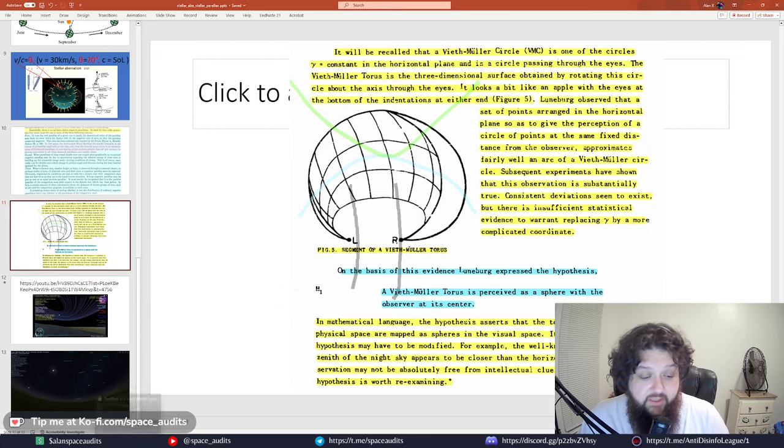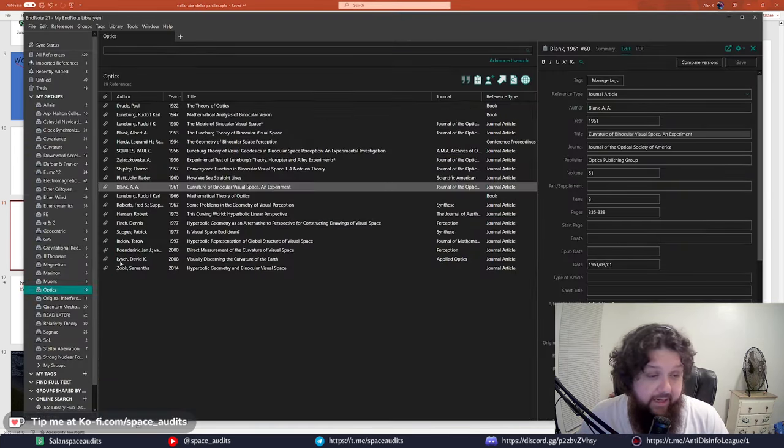You can look into this yourself in optics. You'll find that people are accepting curved visual space and hyperbolic geometry as a valid way to represent optics, and you'll find people that are resisting it and sticking to the Euclidean methods. So just look into it yourself and see what you come up with.